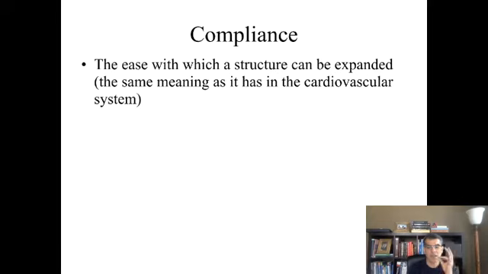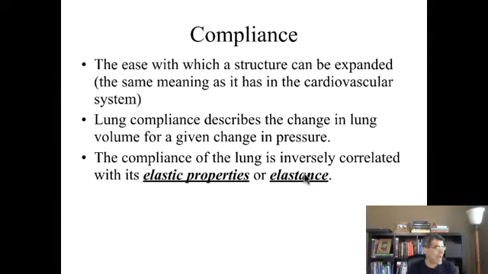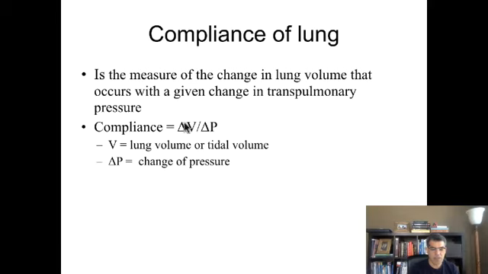You need to understand that compliance depends on the elastic property of the lung. It's called elastance. When the elastance or elastic property of the lung is higher, the lung is going to have lower compliance. The formula for compliance would be delta V divided by delta P: how much you can change the volume by changing the pressure. To understand this one, let's take a look at an example.